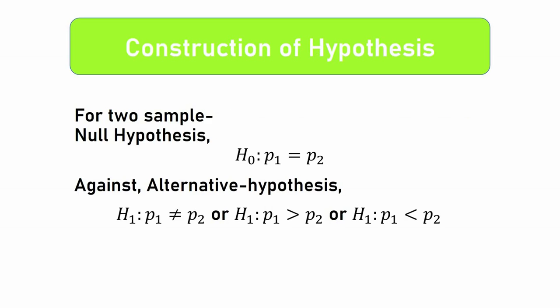Similarly, for the construction of hypothesis for two samples, the null hypothesis is H0 such that P1 is equal to P2. Here P1 is the sample proportion for the first sample and P2 is the sample proportion for the second sample. Here we are going to test whether these two sample proportions are significantly different or not. Against this we have the alternative hypothesis H1 such that P1 not equal to P2, or P1 greater than P2, or less than P2.